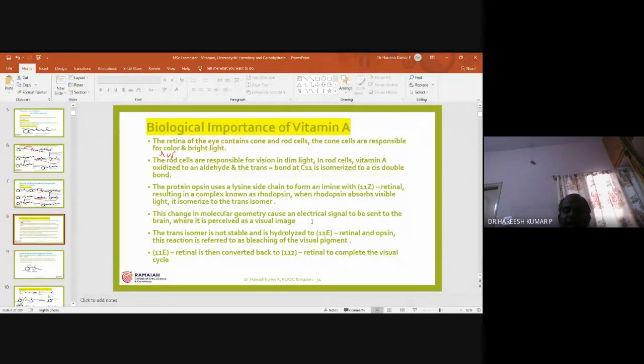Rhodopsin is nothing but an activated complex, and when this rhodopsin absorbs light, there will be a change from 11-cis to 11-trans. This change in molecular geometry causes an electrical signal. This electrical signal is sent to the brain, where it is processed into a visual image. This is about the biological mechanism of vision. Any doubt up to this?